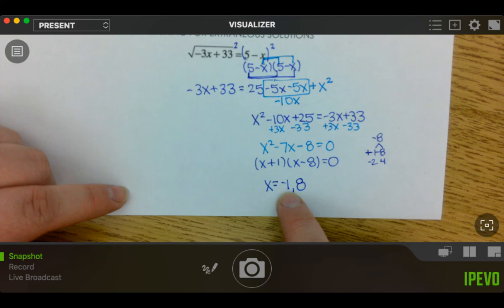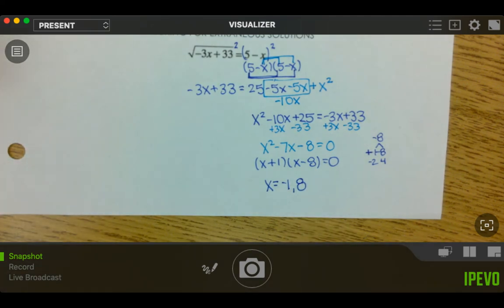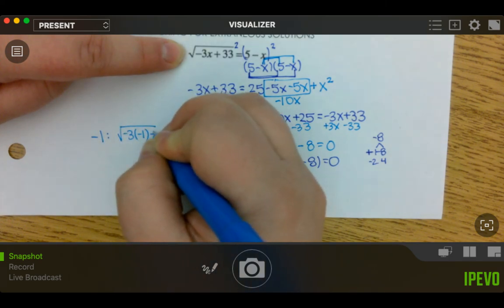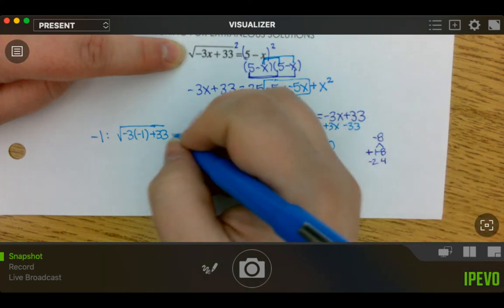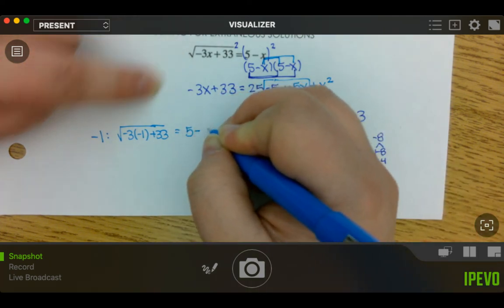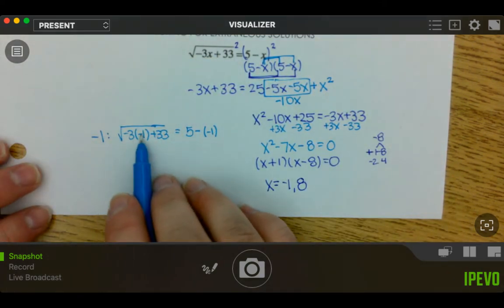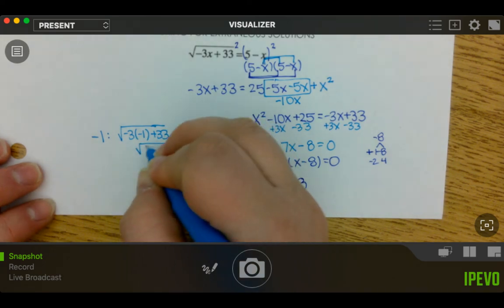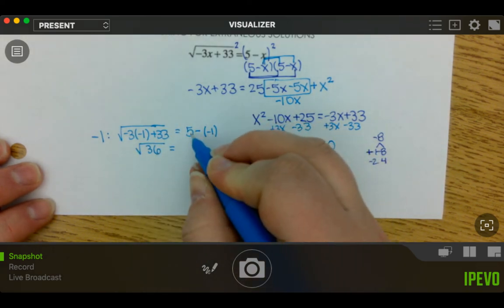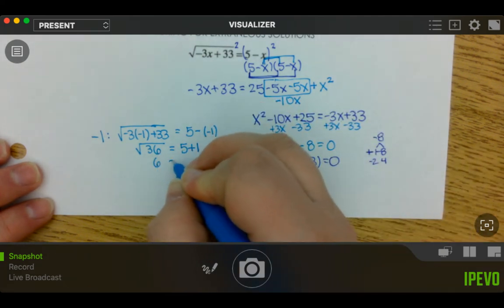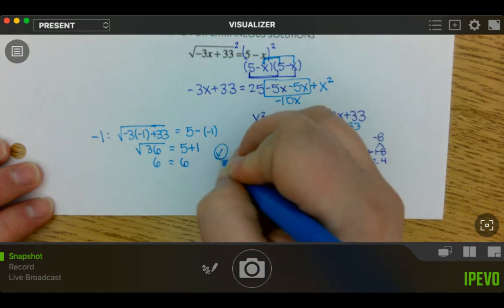What you need to do is make sure that both of these are going to work in your answer. So I'm going to check -1 first. This is going to be the square root of -3 times -1 plus 33 equals 5 minus -1. So I'm taking the original equation before I did anything. So this is going to be 3 plus 33, which is 36. And this is going to be 5 plus 1. Okay, so we get square root of 36 is 6 equals 6. That one checks out, it's fine.